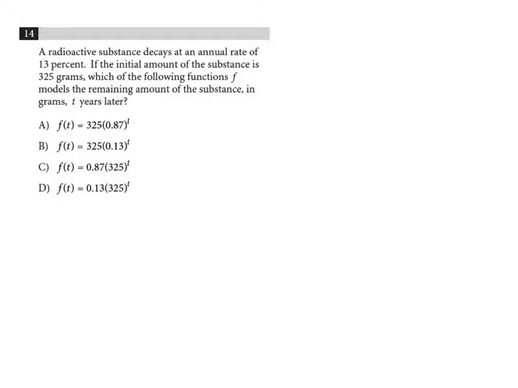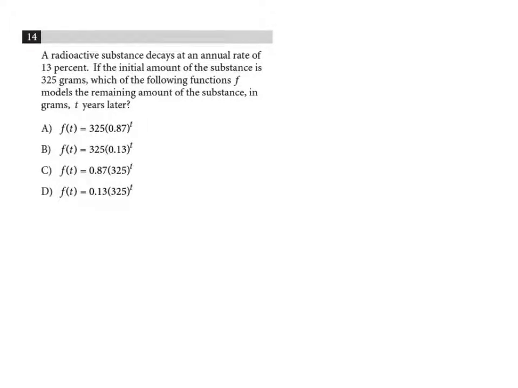Okay, well, we know that our exponential function is going to be y equals a b to the x, where b is the constant multiple, right? And a is our starting value. So a is our starting value. We can eliminate these because we know we're starting at 325 grams.